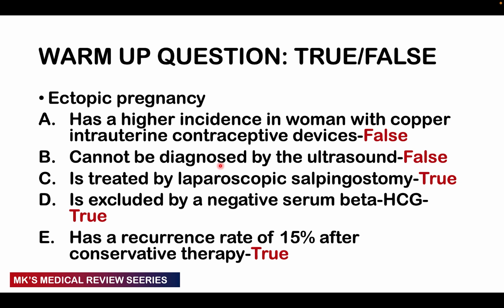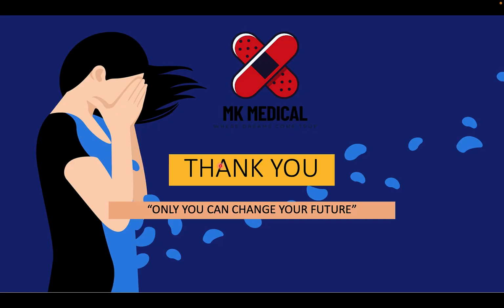That is true. If you don't have beta HCG, most likely this person doesn't have an ectopic pregnancy. E, has a recurrence rate of 15% after conservative treatment. That is true.